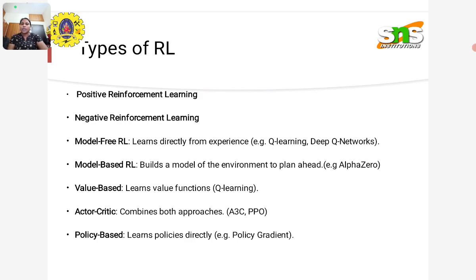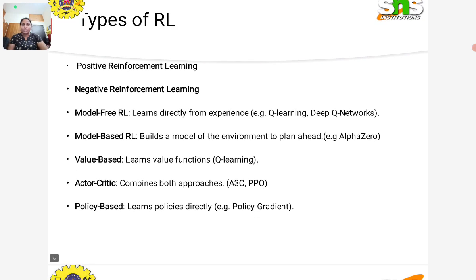Value-based learns value functions, that is Q-learning. Actor-critic combines both approaches. And policy-based learns policies directly, for example policy gradient. So these are the types of reinforcement learning.